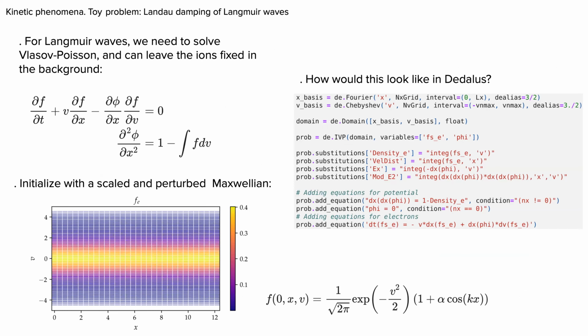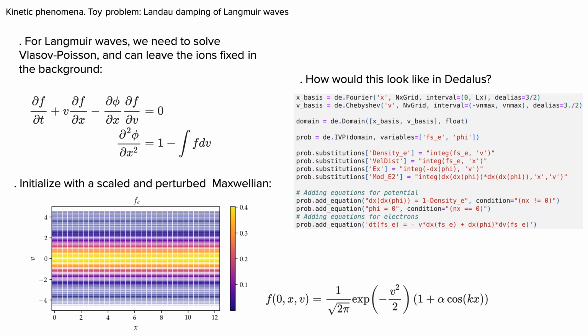So I'm going to use this in a couple of things. First, this is a very well-known problem: the Langmuir waves. To capture the Langmuir wave, you have to solve the Poisson equation. Here, this is the Poisson equation, with the potential and the density. And this is the Vlasov equation.